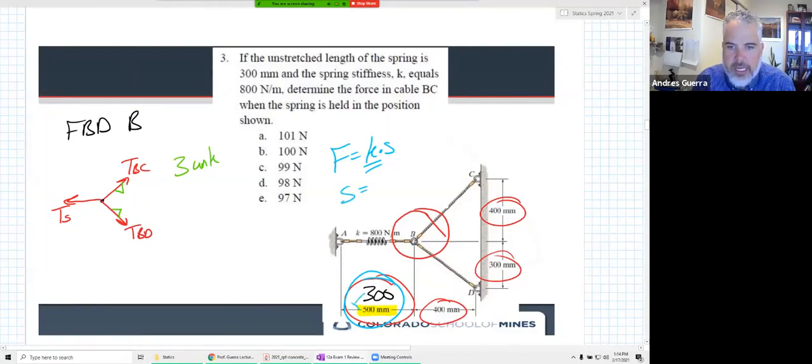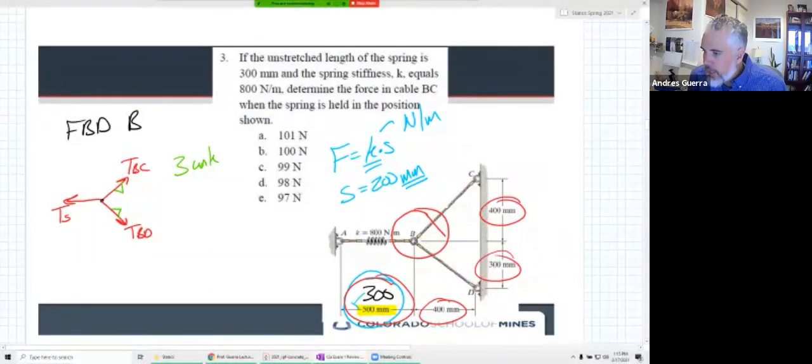And so S would be equal to 500 minus 300, or 200 millimeters. Now, be careful on this one that we are in millimeters here, but our K is in newtons per meter. So watch out there. That would throw you off by a factor there. But I think you would still get the correct answer. You would just have a factor of 10 or of 100 in there.